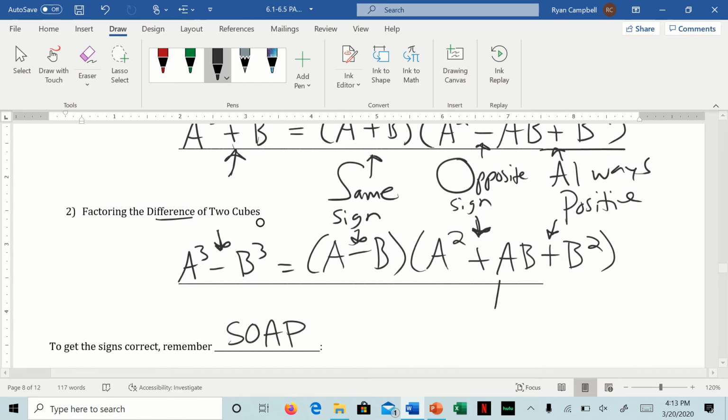Also, good thing to know, this last term is always prime. So even though it has an a squared, since it could have an x squared, we never need to factor it. It's always prime, which is good for us to know because we don't have to factor anything else after that.